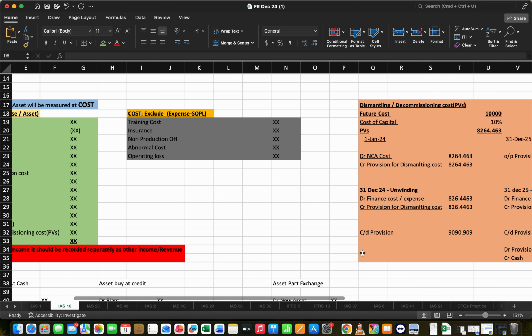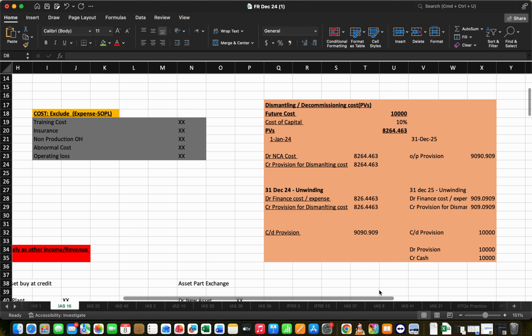So, its journal entry will be like, for example, future cost is 10,000 and cost of capital is 10%. So we will find the present value. That will be 8264.463. Its journal entry on 1st January 2024 will be debit non-current asset and credit provision for dismantling cost.